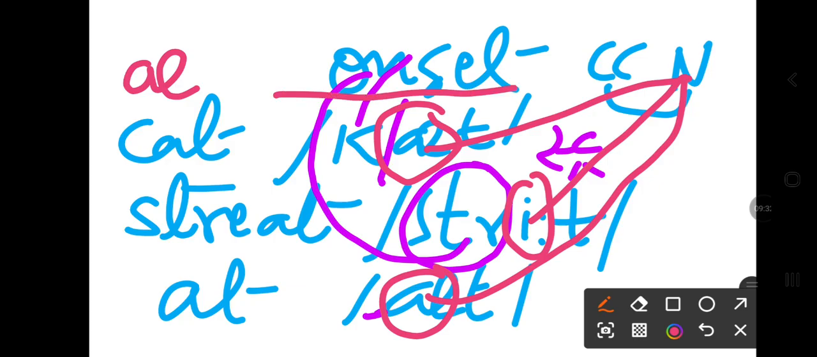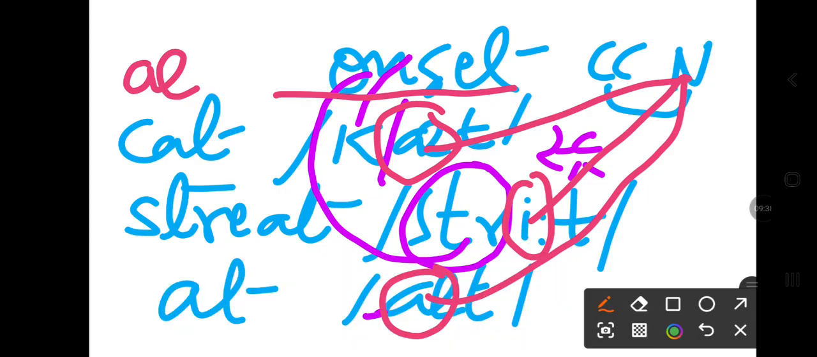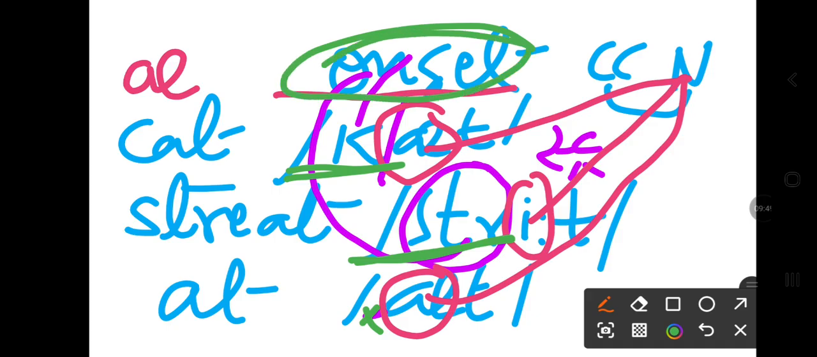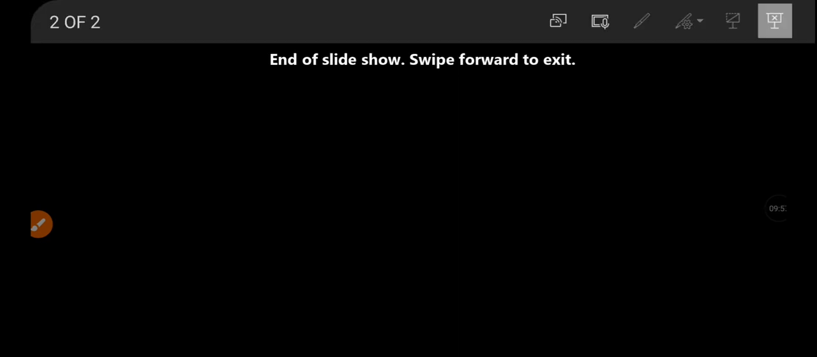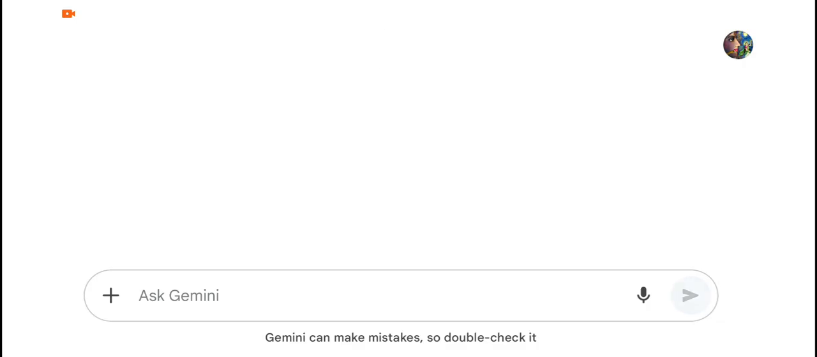Before the nucleus, what consonant comes? K, STR. Here no consonant, right? So this is called onset. I think you must have got it. Okay, so this is called onset.